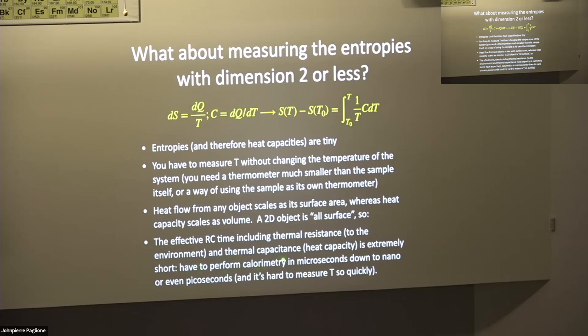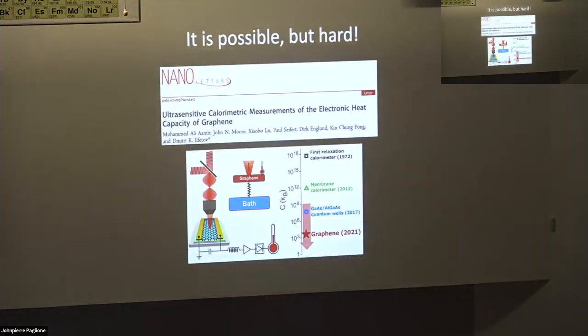As a result, you have to perform calorimetry extremely quickly. Depending on the details, microseconds would be the longest this could possibly take, and often it's nanoseconds. It's very hard to measure temperature that quickly. So this is another very serious topic. In the end, I'm going to show you a way to measure entropy that doesn't require this measurement of heat capacity. But for now, I want to show you a very beautiful experiment that managed to do this despite these difficulties.